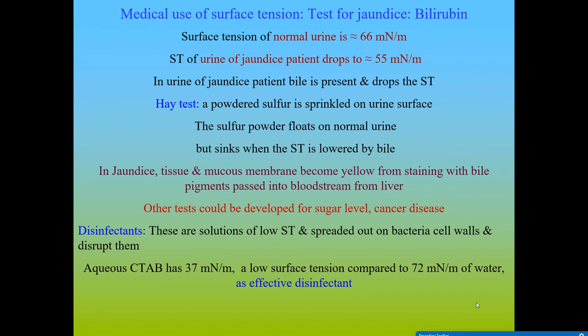There's another example. We know very well that in jaundice, bilirubin is there. So when the person releases this bilirubin, it reduces the surface tension of the urine. So this is an excellent test, or application, of these physicochemical properties, such as friccohesity.